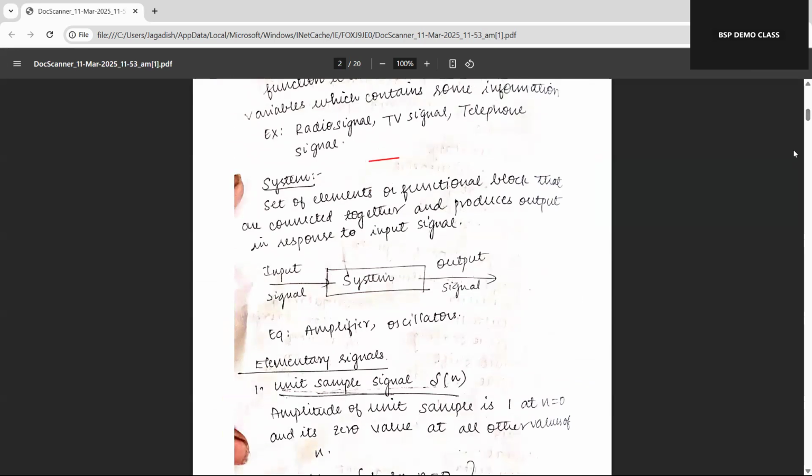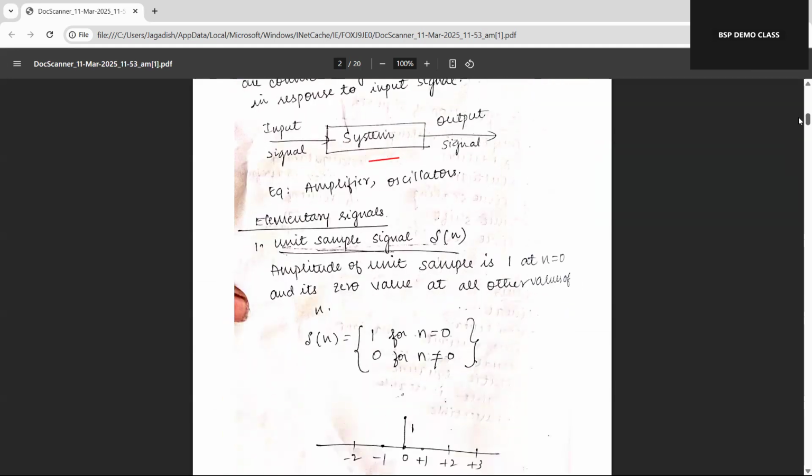In the question, if they ask what is signal and system and write about elementary signals for 6 marks, you have to write all the things. It's very easy. I will make you understand now. So, elementary signal.